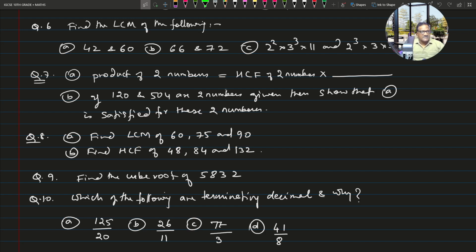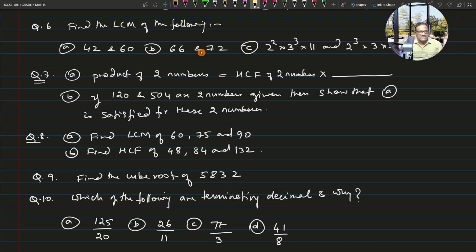Now, question number 6 says that you have to find out the LCM. The question says, question number 6, find the LCM of the following. So sub question A is 42 and 60, B is 66 and 72, and the third one is this. Now what I'm going to do is show you on GDC, as well as on this screen how to do these LCM questions manually also.